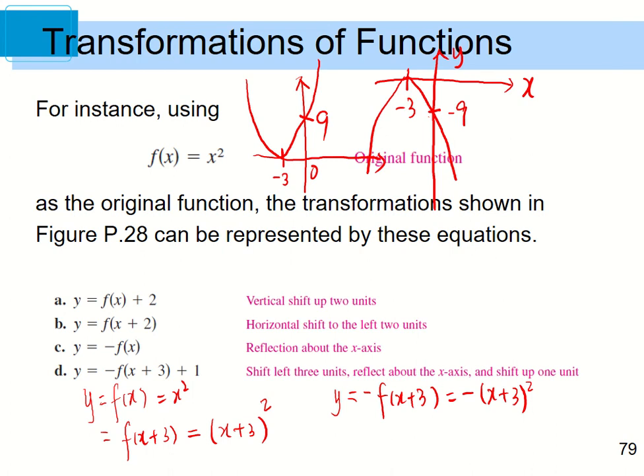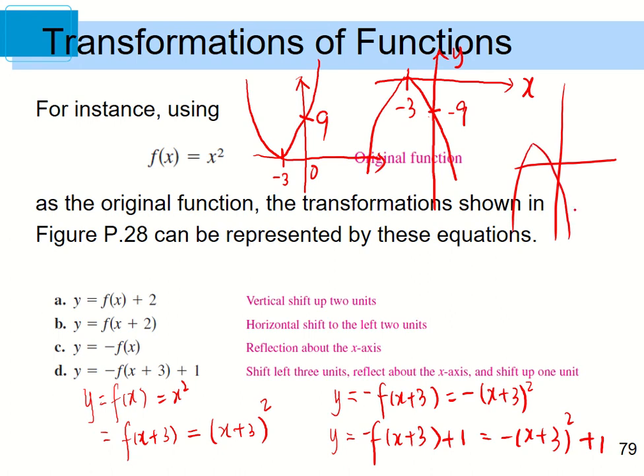Finally, when we have y equals negative f of x plus 3, plus 1, we shift the graph up by 1 unit. So the graph will be like this. Since we shift the graph up by 1 unit, it will be 1 here, and this is negative 3. Negative 9 shifted up by 1 unit will be negative 8. Therefore, we have the graph like this.